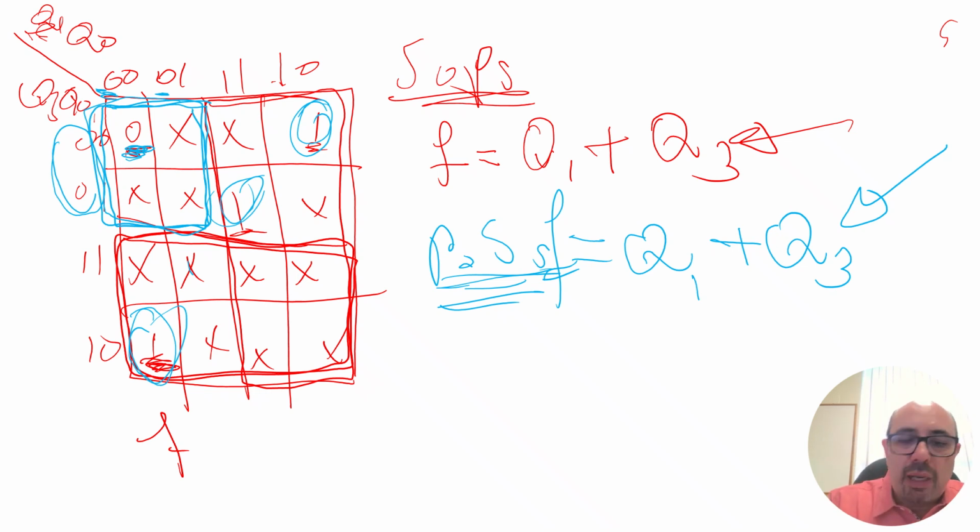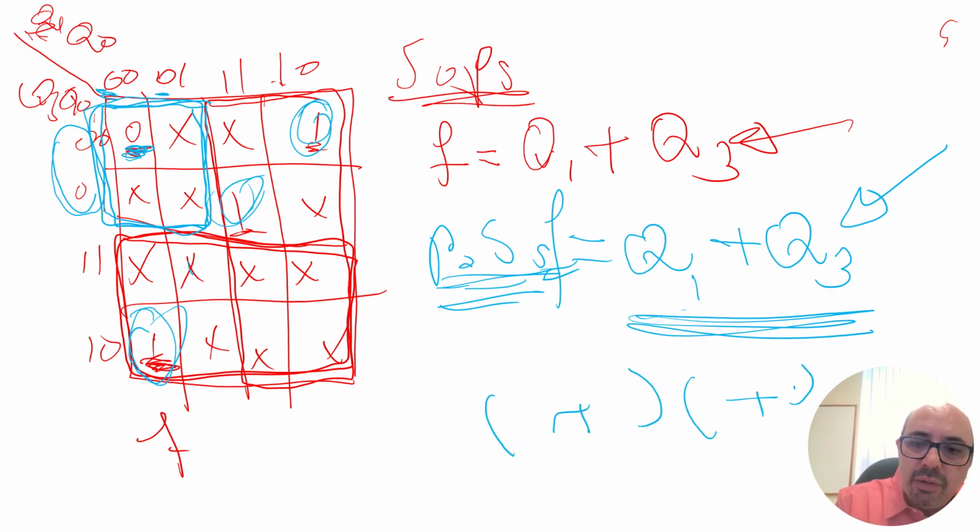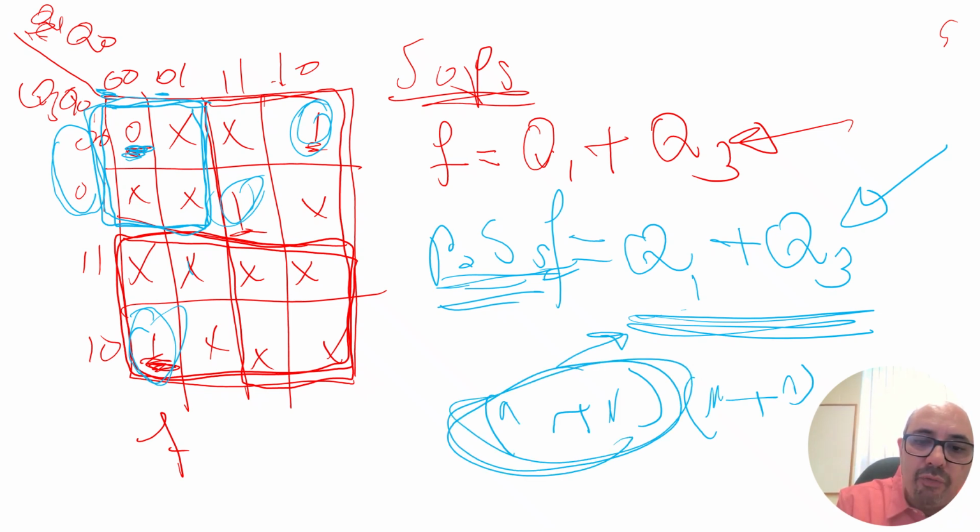Now, I need to continue my reasoning. Are there still any zeros that are not in groups? No, they are done. There are no other zeros that are not in groups. So this is my final function. Remember, if there were other zeros, I would have a product of sums, with something here, something here, something here. But because I have only one group, this is Q1 plus Q3.